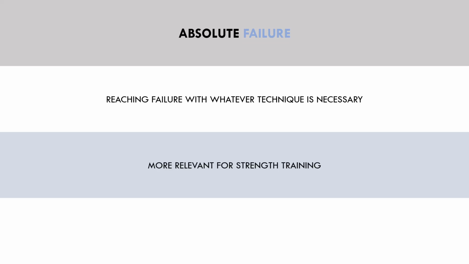This refers to training to failure with whatever technique is necessary. So failure is reached when the trainee physically fails to move the load with maximal exertion. This form of failure is probably more relevant for strength training, where the goal is to maximize load lifted. This means it doesn't really matter what technique is used, trainees are only concerned with lifting the most weight possible.